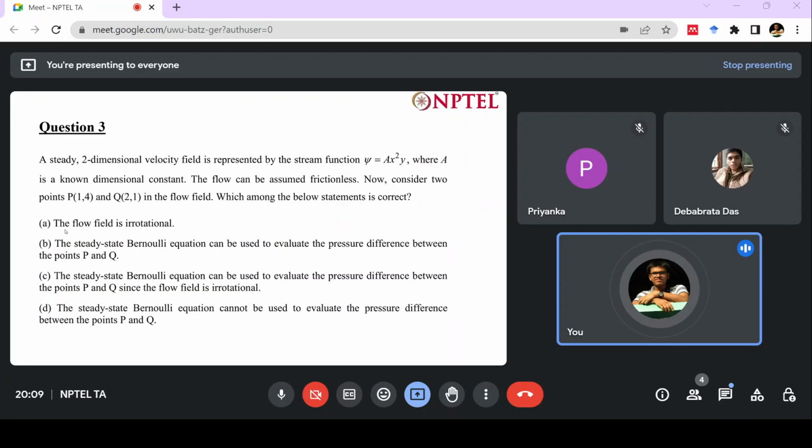All right, let's go to the next question. A steady two-dimensional velocity field is represented by a stream function, and the flow is frictionless. Two points are given. Which of the two statements are correct? Please tell me.